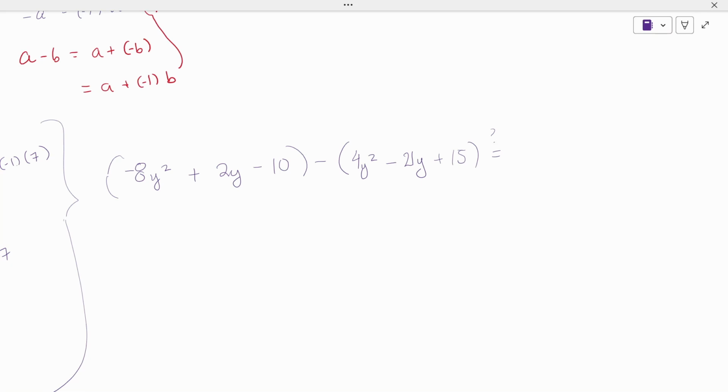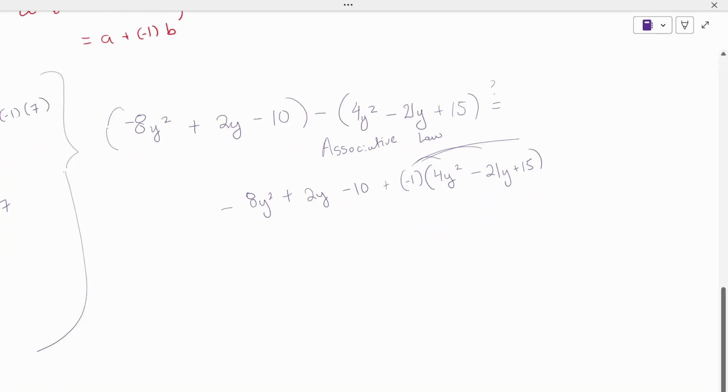So the first step we have to do is utilize what is known as the associative law correctly. So we're going to use the associative law. We will remove the parentheses. We're going to get negative 8y squared plus 2y minus 10 for our first term. And unfortunately, for our second term, we can't just use the associative law, because what's happening when you're subtracting is that you're actually multiplying the entire sequence in parentheses by a -1. So in this instance, we have to go through the rigmarole of multiplying a -1 by this entire expression here.